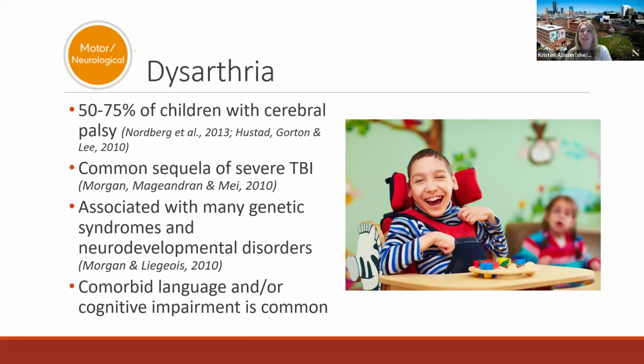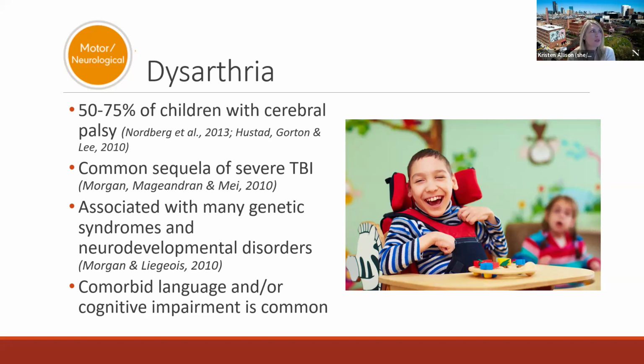Dysarthria is typically associated with neuromotor disorders. So in children, cerebral palsy is a common cause. Dysarthria is also common after severe traumatic brain injury in children, and associated with many other genetic syndromes and other kinds of neurodevelopmental disabilities. And co-occurring language or cognitive impairment is also common in kids with dysarthria.